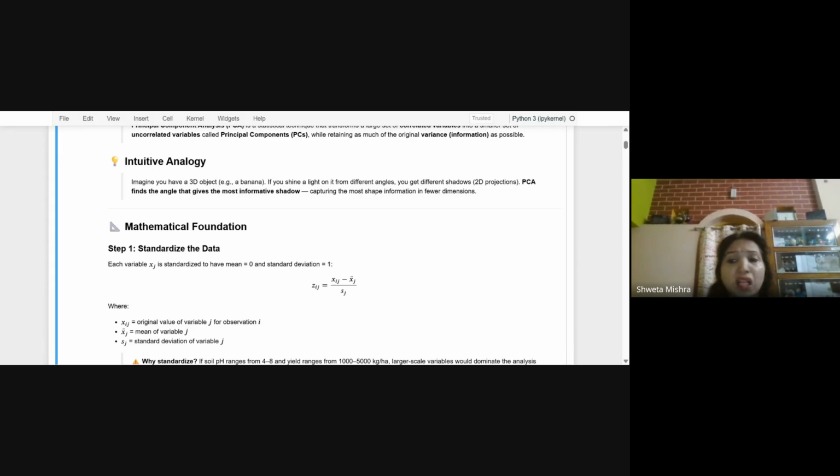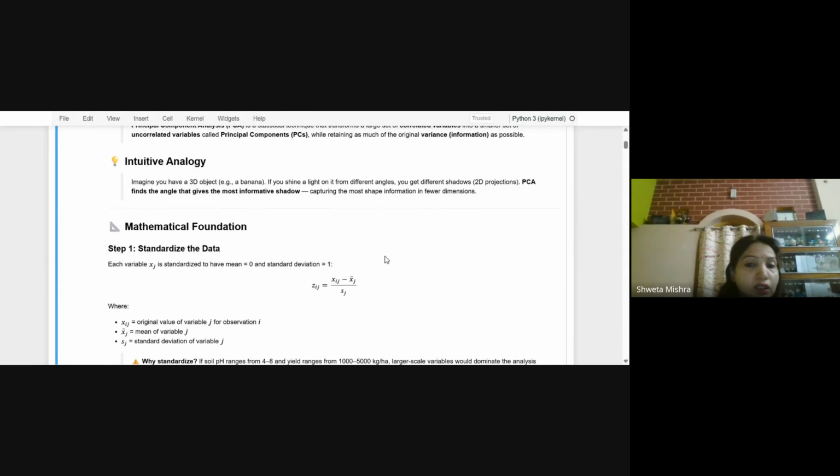quantity. So here, we will mention that soil pH ranges from 4 to 8, or crop yield ranges from 500 to 800 kg per hectare, or we can express our blood pressure data as 60 to 200 mmHg, or something like that. Then we have to make sure that all data are on the same scale.